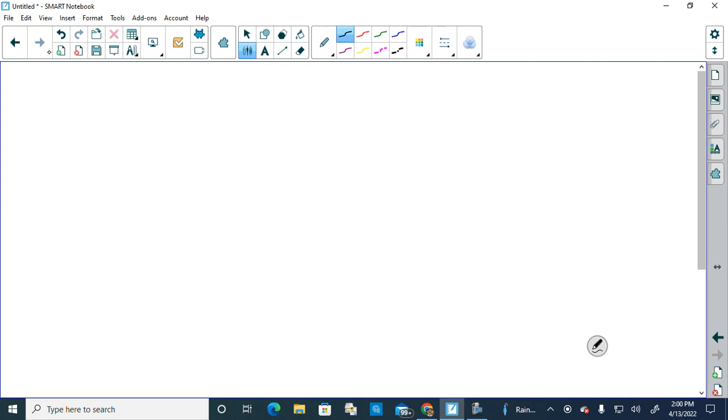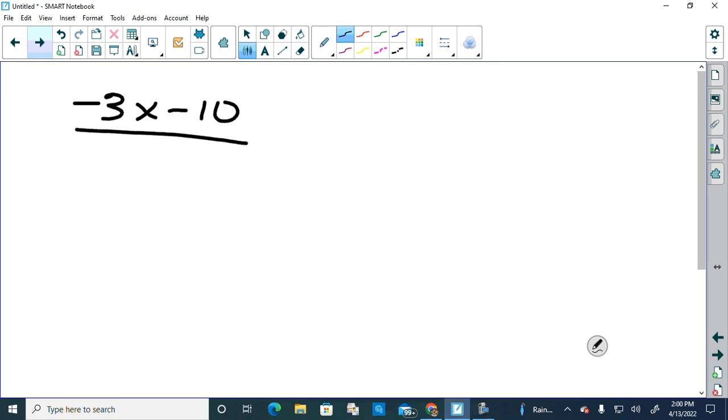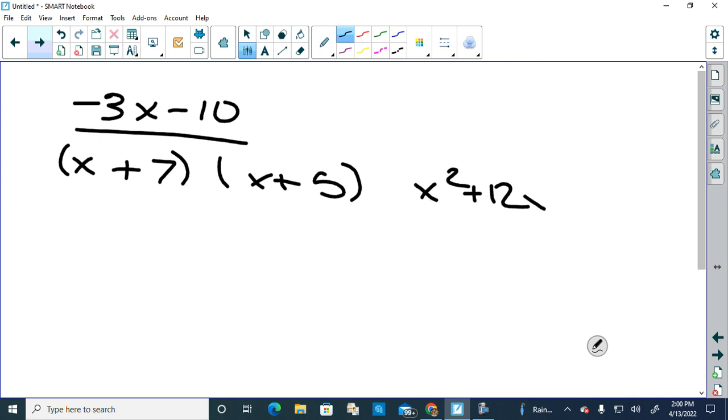They would have a negative 3x minus 10 on top. And then on the bottom, how many of you have it put together? Like they distributed it? Nobody? Okay, so that I don't have to write multiple. Okay, so they would have x plus 7 and x plus 5. This one could be first, or that one could be second, doesn't matter. Oh, wait, I do have it written. So it would be x squared plus 12x plus 35.